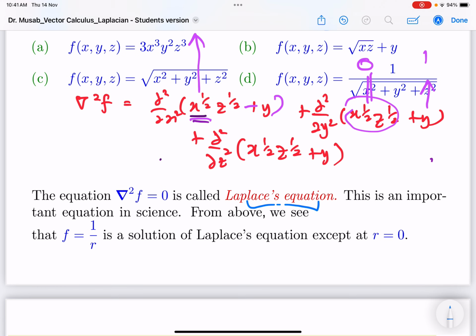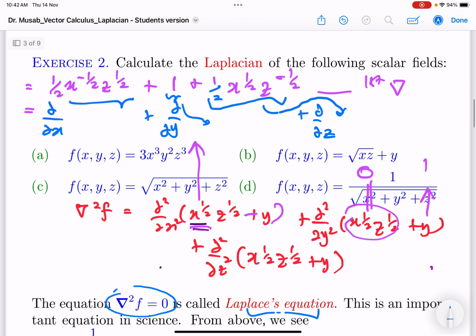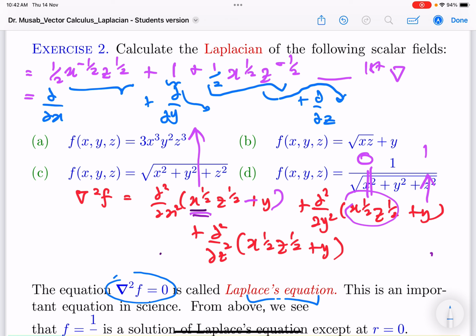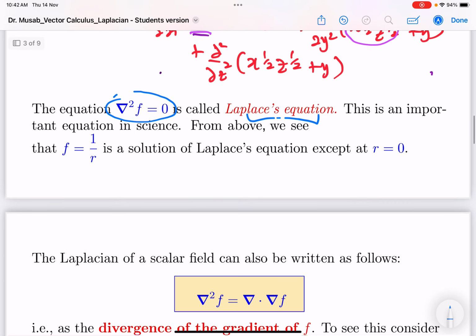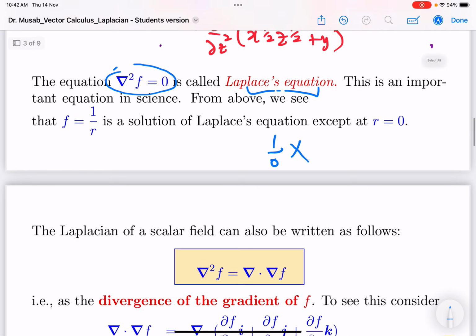From above, we have found that this is the so-called Laplace equation, where 1 over r is a solution of the Laplace equation. What is r? r is the radius. Same goes for the example here, 1 over r, except for r equals 0. I mean, you cannot divide by 0, right? This is wrong in mathematics, because when you divide by 0, as r approaches 0, the value becomes infinity.